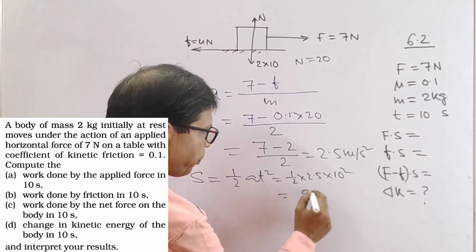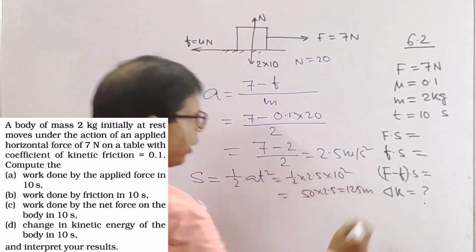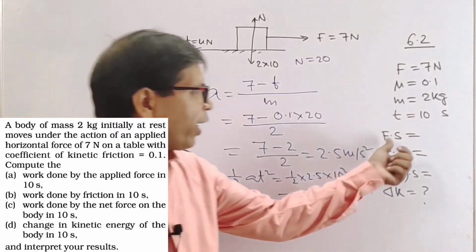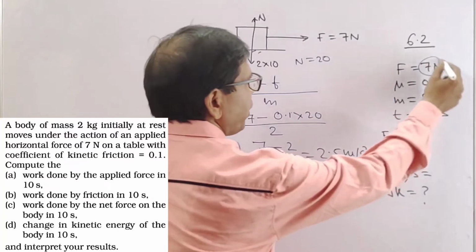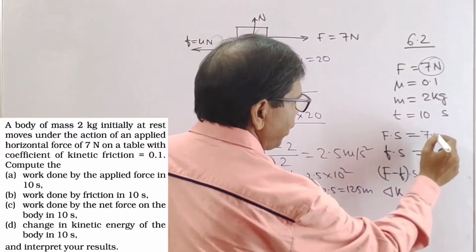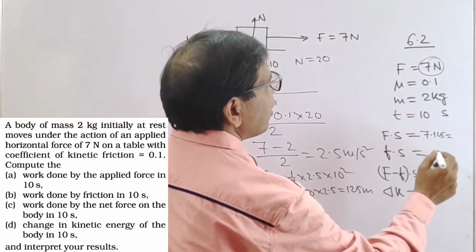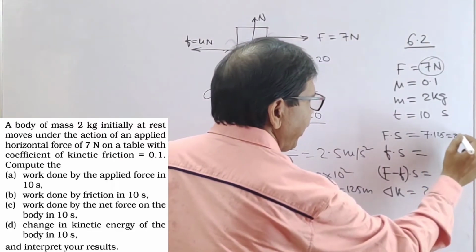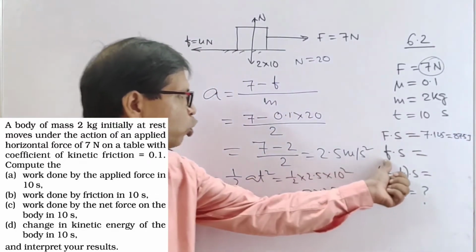So this is 50 into 2.5, that is 125 meter. Now look at this, work done by the force F. F is equal to 7 Newton. So this is 7 into 125, that is 875 joule.